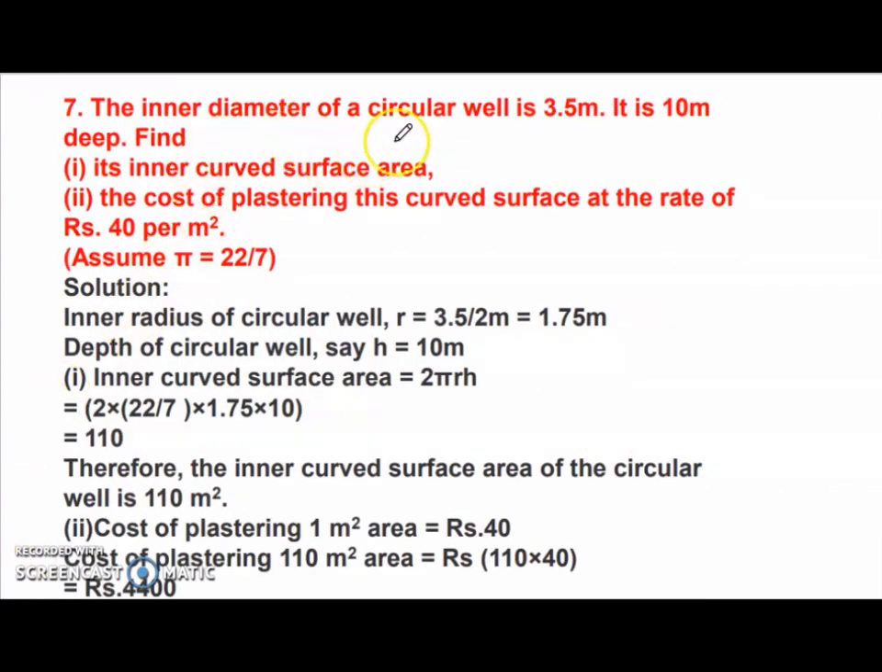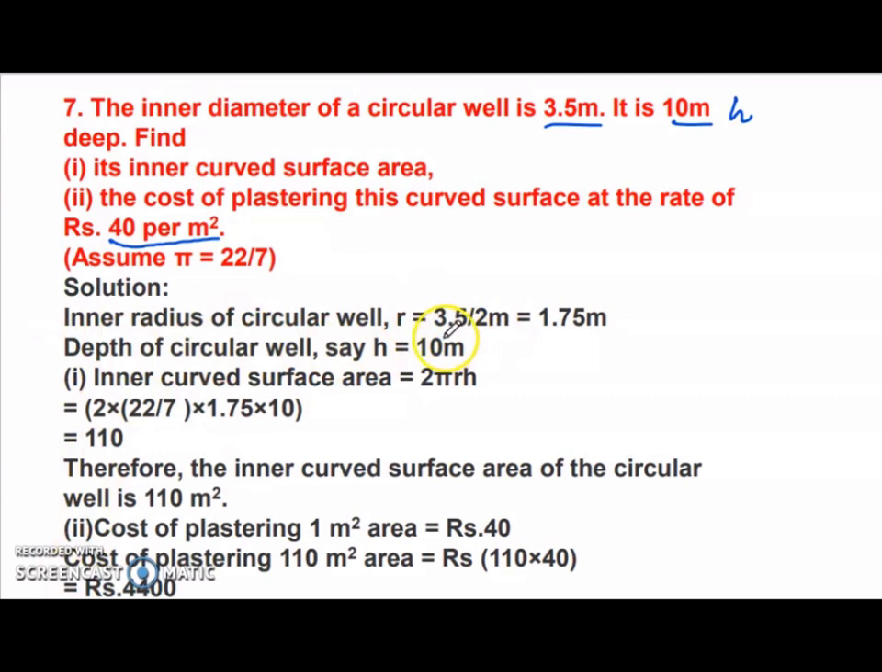The inner diameter of a circular well is 3.5 meter. This is the inner diameter. It is 10 meter deep. So depth is nothing but the height. So 10 meter is the height and this is the diameter. Its inner curved surface area you have to find, and the cost of plastering this curved surface at the rate of 40 per meter square. So once you find the inner curved surface area, you can just multiply it with this cost and get the total amount.